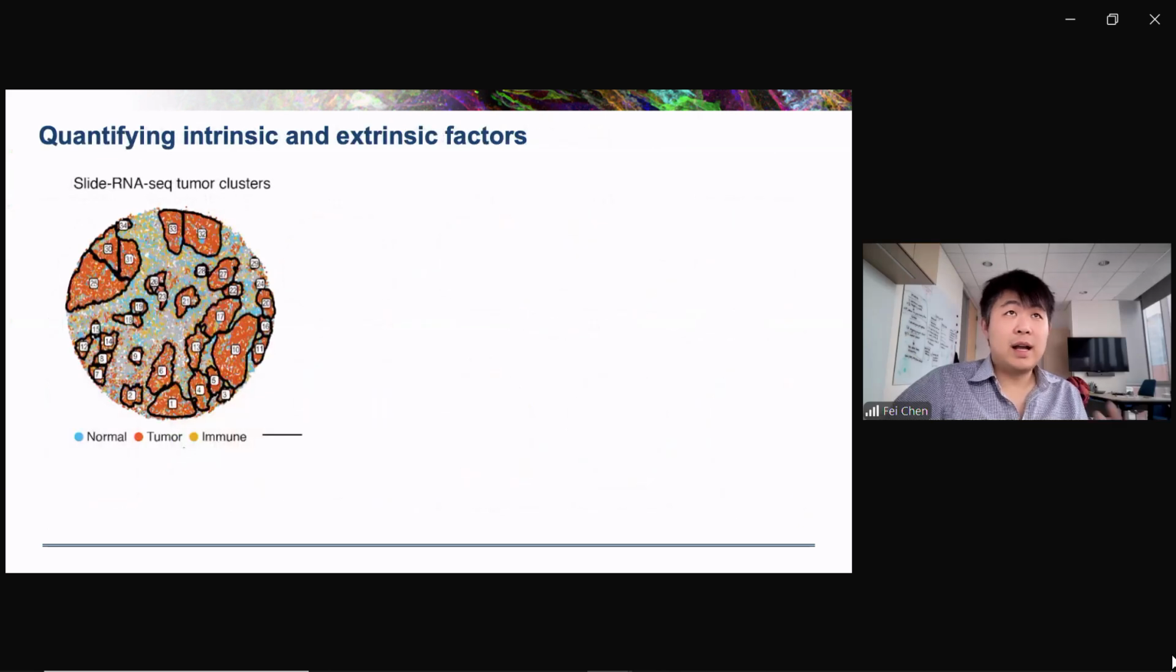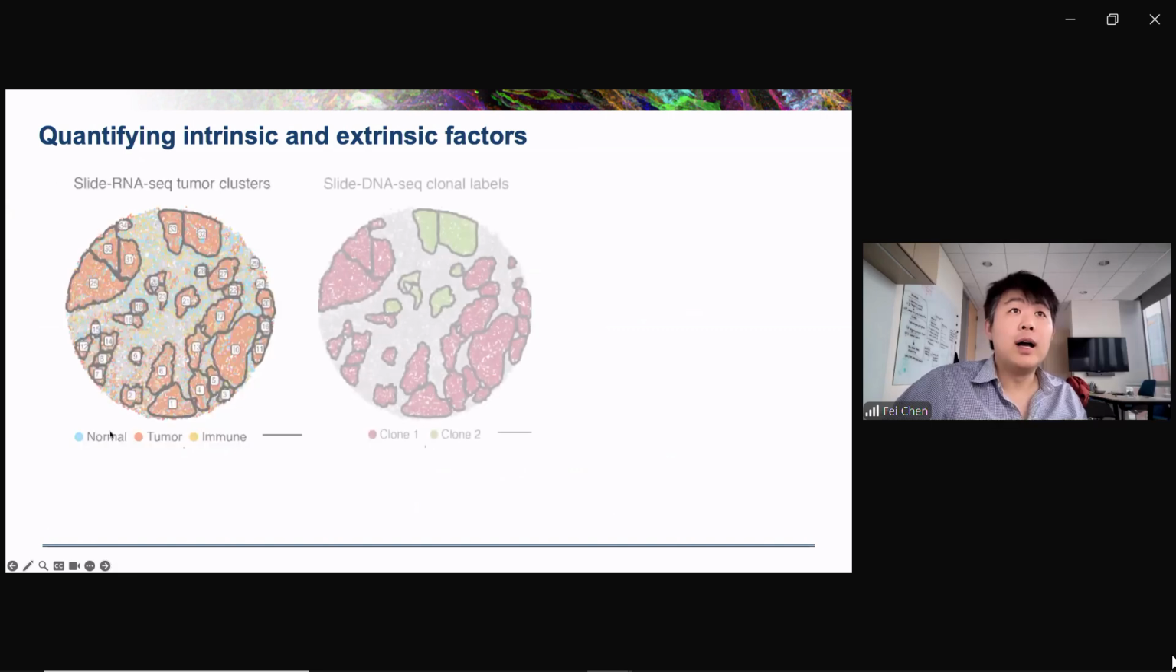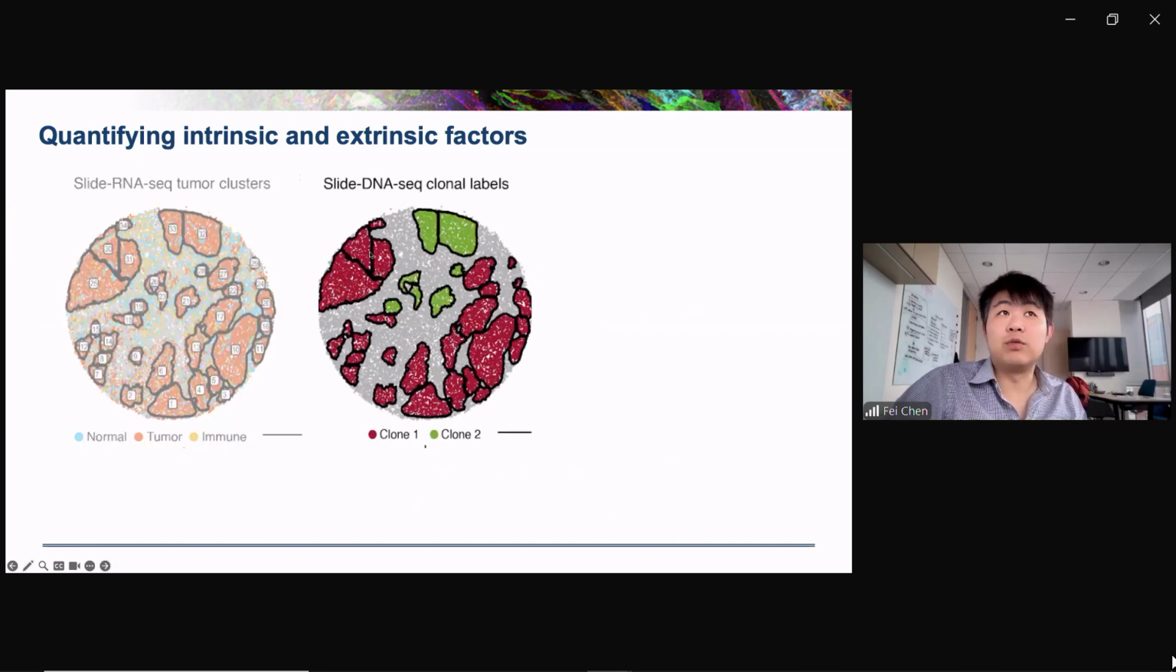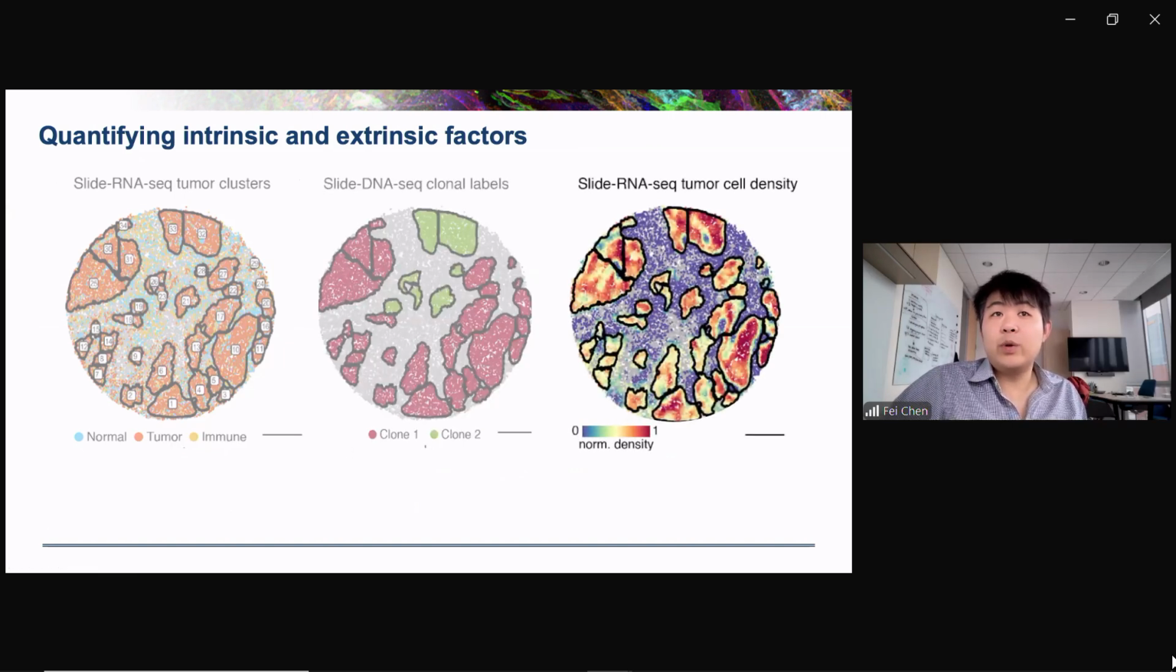Okay, so now going back to this idea of how a cell's extrinsic environment affects its intrinsic state usage, we performed Slide-RNA-seq, basically normal RNA capture, on an adjacent section. Here it's colored by cell type identities, whether they're tumor cells, immune cells, or stromal cells of non-immune nature. And here are the clone labels for regions where there is high tumor cell density. As I said, these two genetic subclones were separated out even in this 3 millimeter region of the tumor.